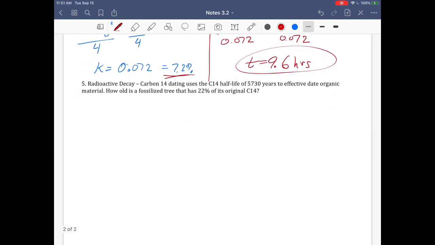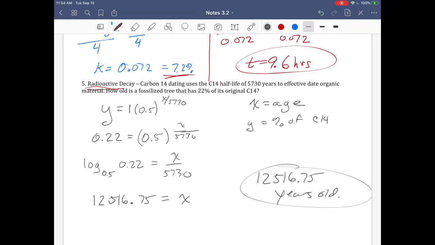Last part here is about radioactive decay. Once again, very similar to part number 3. So I would like you to try this one before I do it, and I'll debrief with you afterwards.